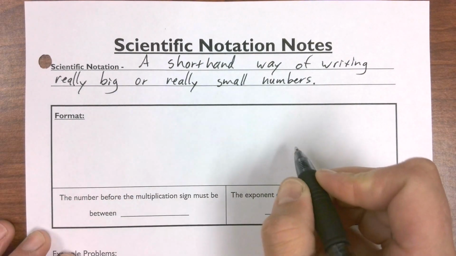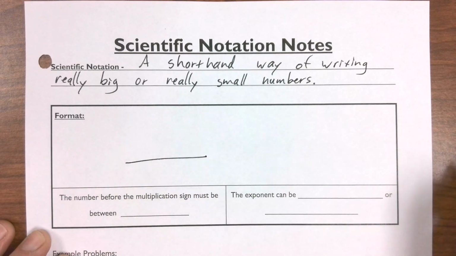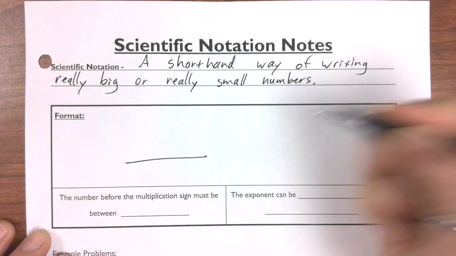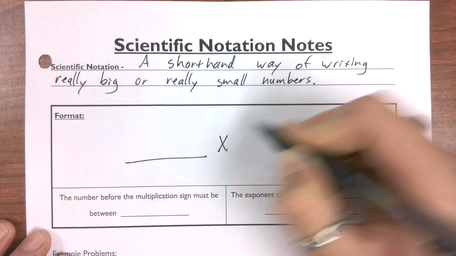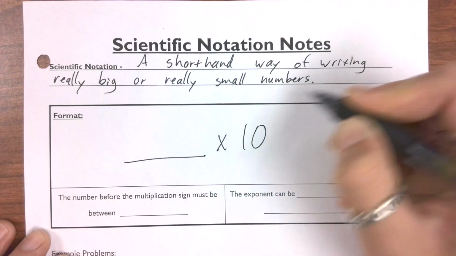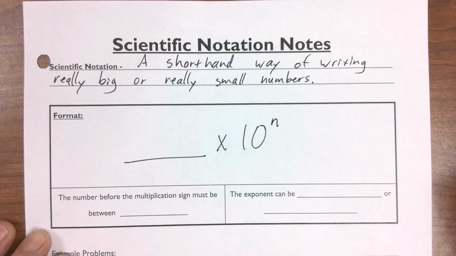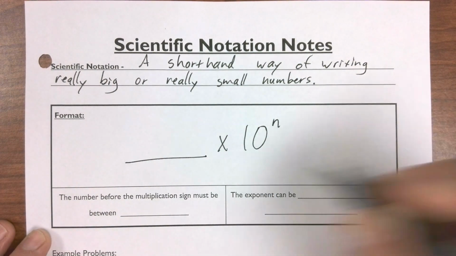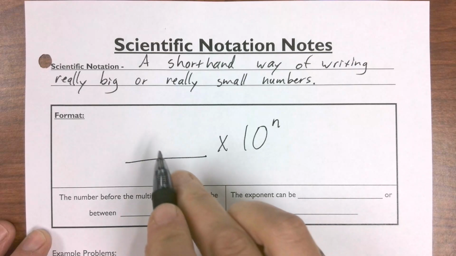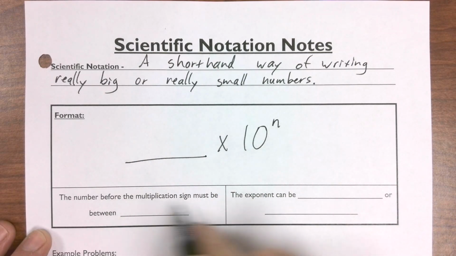I'm going to write this really big in this box. So first of all, there's just going to be some number, which I'm just going to represent with a blank for now. And it's going to be some number times 10 to the power of some other number. So let's get a little bit more detail about this blank and this n down here.